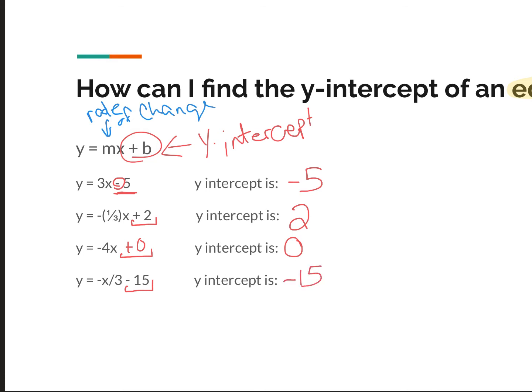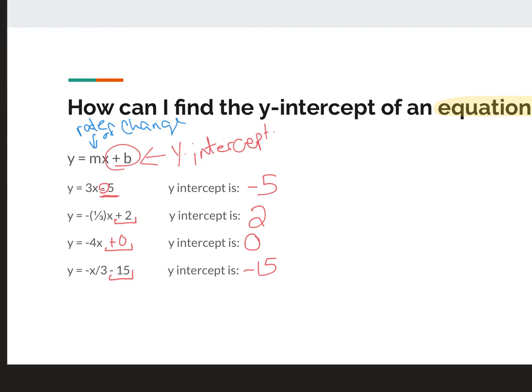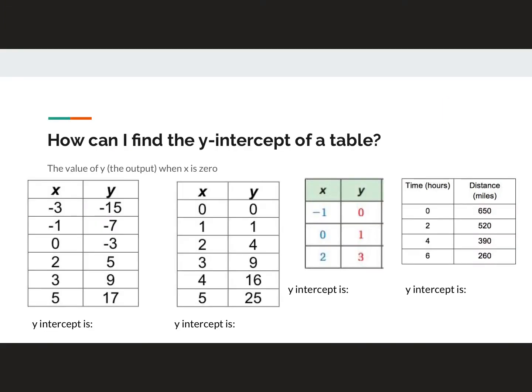So when we're looking at an equation, all we're looking for is what's being added or subtracted. That's our y-intercept. So let's look at another format. What if I'm looking at, instead of an equation, I'm looking at a table? So notice I gave you a different definition here. Remember, I told you there are 3 definitions. So this is the value of y when x is 0.